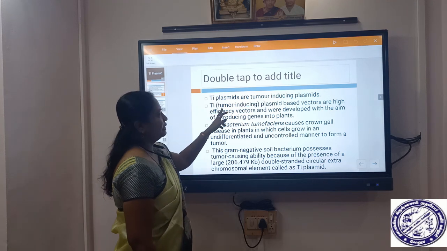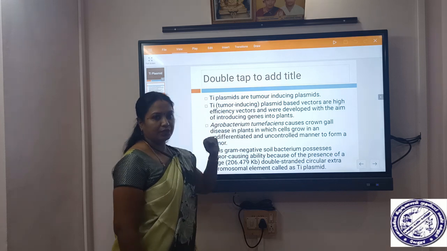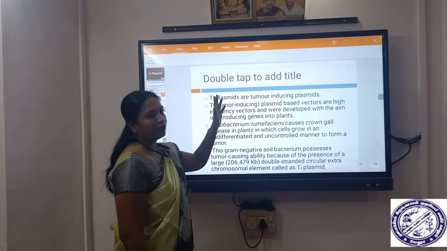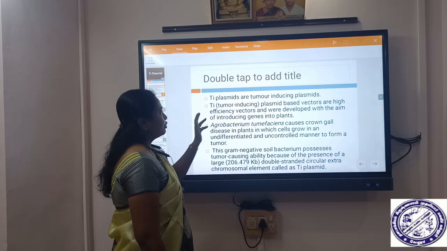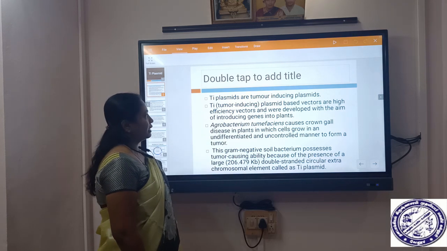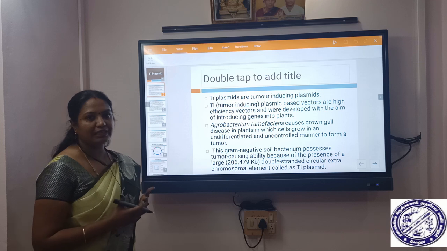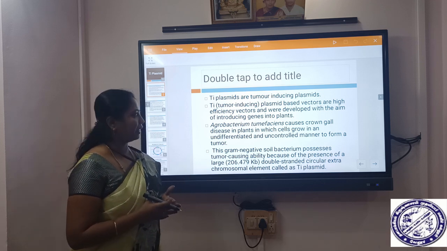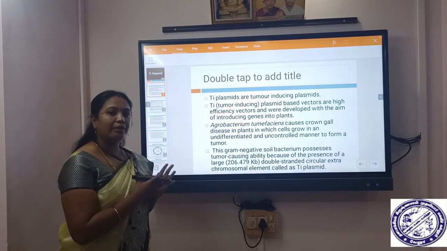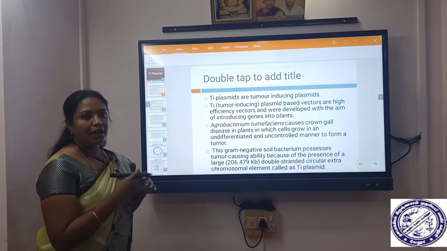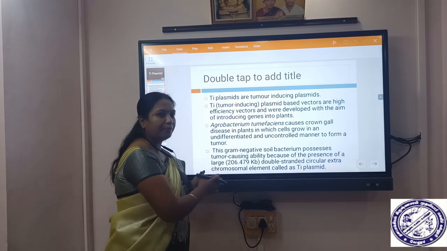And what are TI plasmids? TI means tumor inducing, so TI plasmids are called tumor inducing plasmids. TI plasmid based vectors have very high efficiency, which is why we call them high efficiency vectors. The main aim of developing the TI plasmid is to introduce new genes into plants.